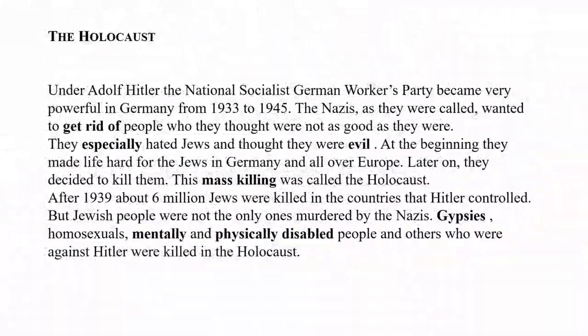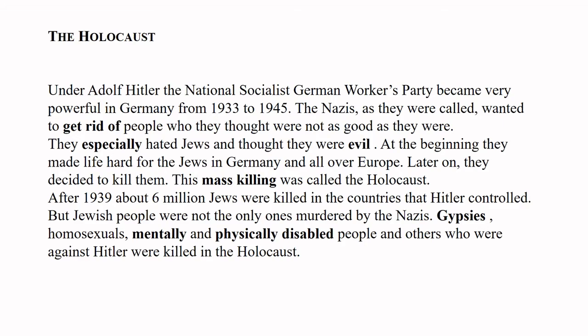The Holocaust. Under Adolf Hitler, the National Socialist German Workers' Party became very powerful in Germany from 1933 to 1945. The Nazis, as they were called, wanted to get rid of people who they thought were not as good as they were. They especially hated Jews and thought they were evil. At the beginning they made life hard for the Jews in Germany and all over Europe. Later on, they decided to kill them. This mass killing was called the Holocaust.